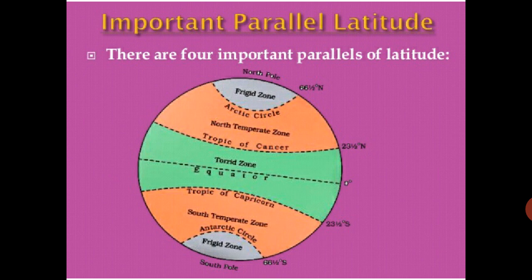These are the four important parallel latitudes. In the center is the equator, counted as 0 degrees. At 23.5 degrees north and 23.5 degrees south, there are other parallel lines: the Tropic of Cancer in the northern hemisphere and the Tropic of Capricorn in the southern hemisphere. After that, one more line is at 66.5 degrees south and 66.5 degrees north. These are the Antarctic Circle and the Arctic Circle.